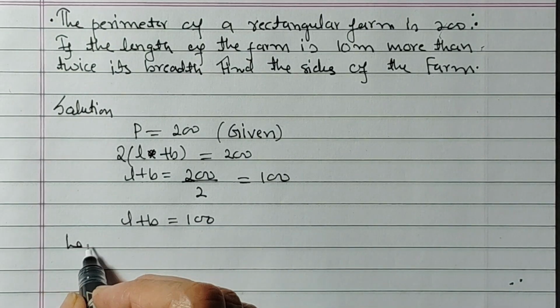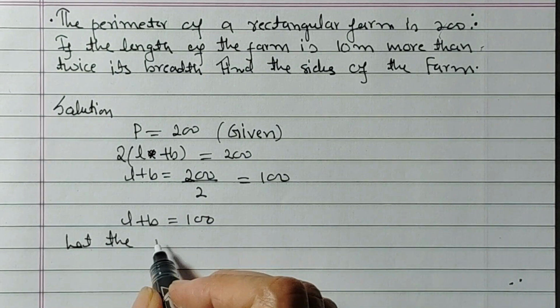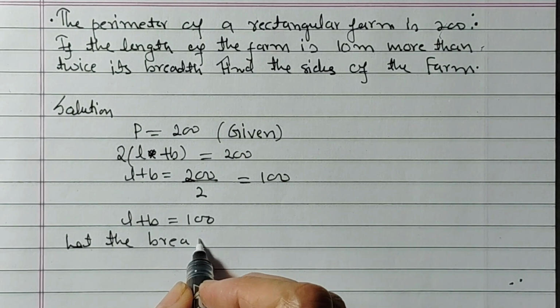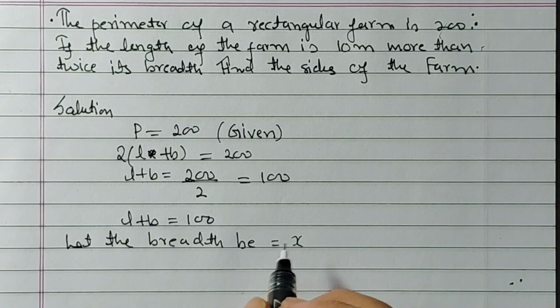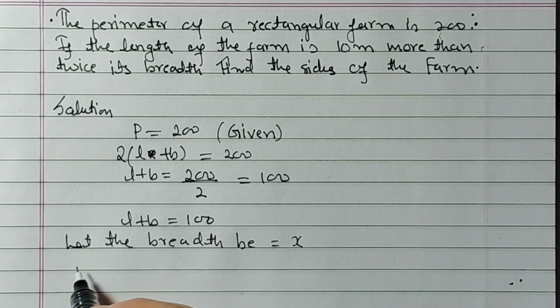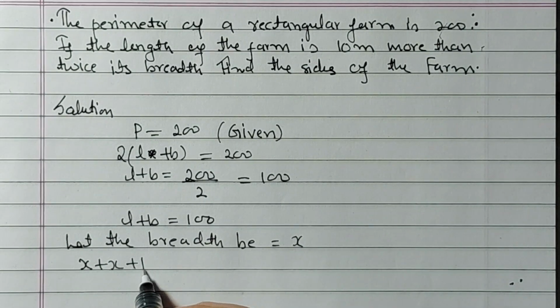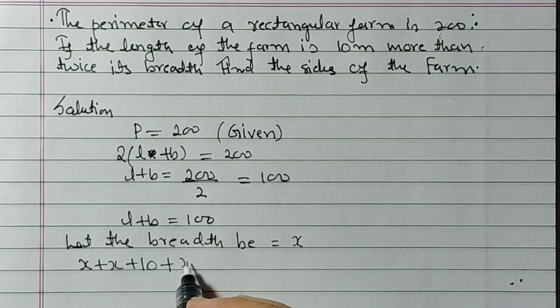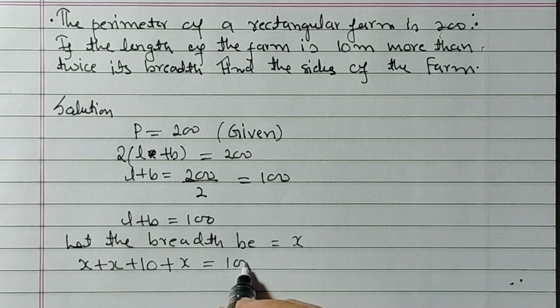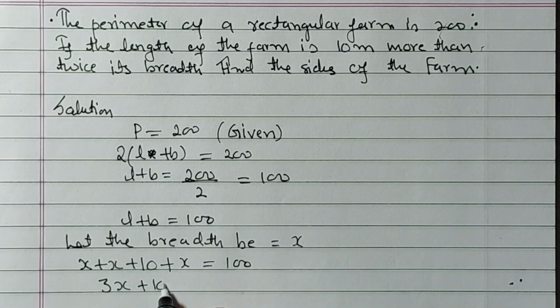Let the breadth be equal to x. So length will be 2x plus 10. And we'll place the value of B here, which is x. It is equal to 100. So 3x plus 10 is equal to 100.